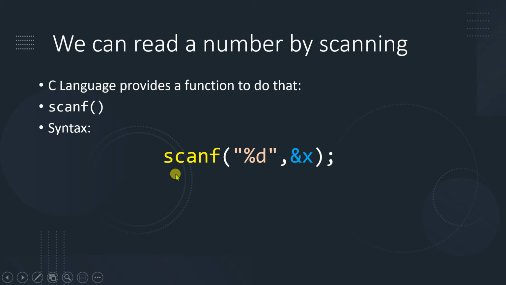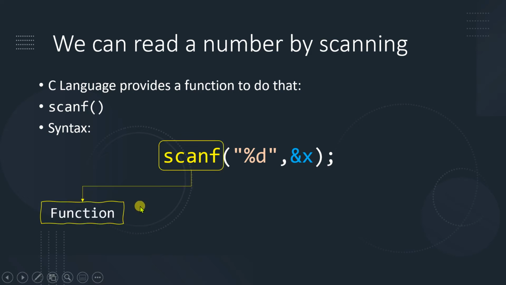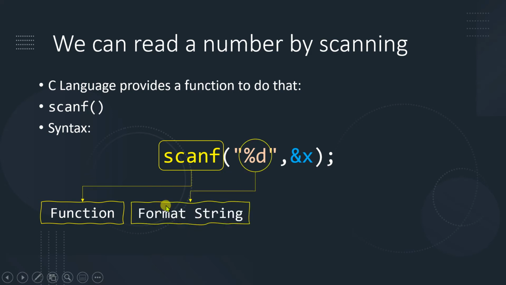If you compare this syntax with your printf statement, it is quite similar, with only one added symbol over here, that is the ampersand. So let us understand what the different components of a scanf function are. Here you can see the scanf function. scanf is a function, and this %d is used for the format string. We all know what a format string is. If you don't know about format strings, then you can watch the previous video. In the previous video I explained all about format strings, or format specifiers, I can say here.